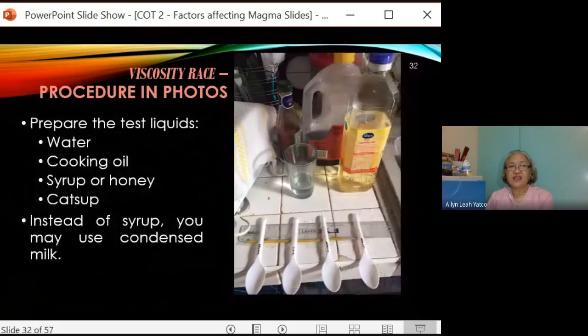Now we prepare the test liquids. We have 4: water, cooking oil, syrup or honey, and ketchup. Now if we do not have syrup, we may use condensed milk.